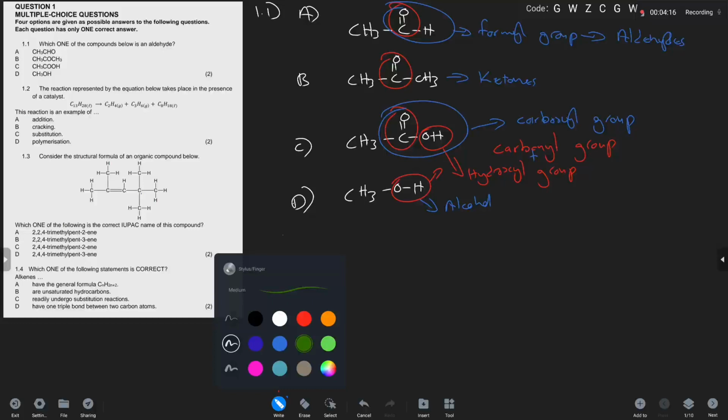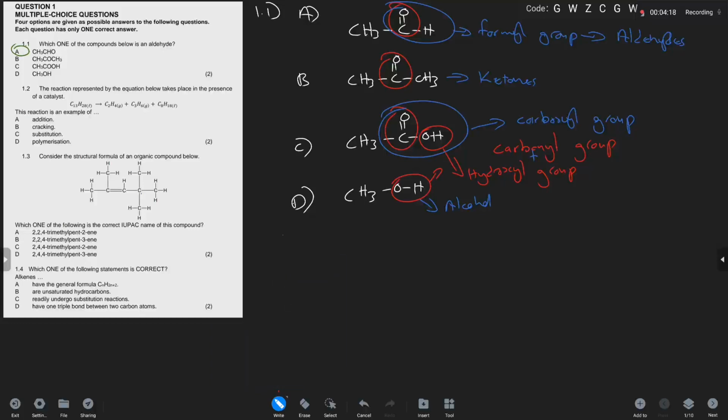So as a result, going back to our options, the correct answer will be A, which, to be more specific about the name, is methanal.